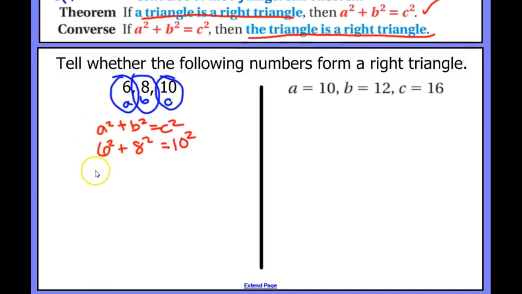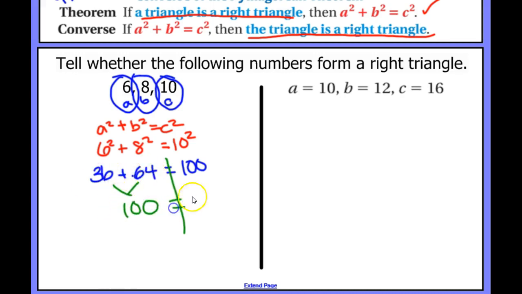So 6 squared, or 6 times 6 is 36. 8 squared, or 8 times 8 is 64. And 10 squared, or 10 times 10 is 100. So we just need to add these two together. If you're not sure, you can use a calculator. 30 plus 60 is going to be 90, and 6 plus 4 is 10. So 90 and 10 more is 100. 100 does equal 100, so yes, this is a right triangle.